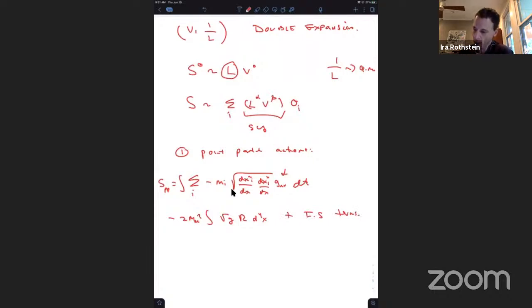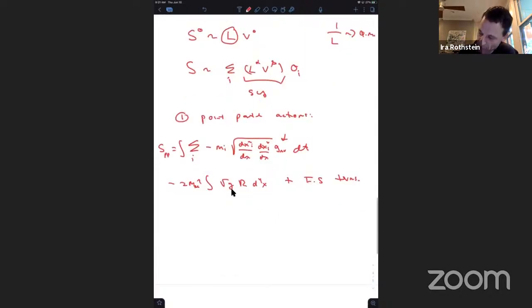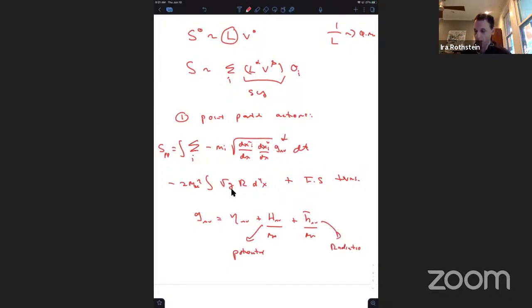All right, now since we're expanding around flat space, the v equals 0 limit, we're going to write g_mu nu as equal to eta_mu nu plus h_mu nu over m Planck plus h-bar_mu nu over m Planck. This will be the potential mode. And this will be the radiation mode. Okay, just like we did in electrodynamics.